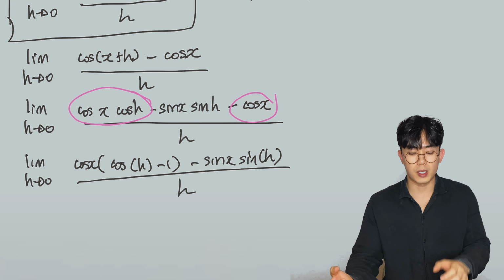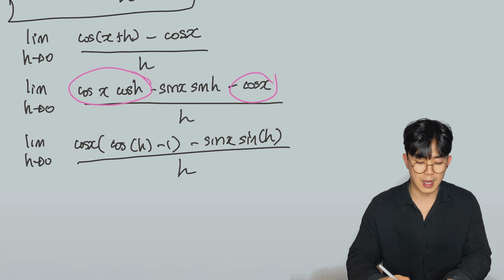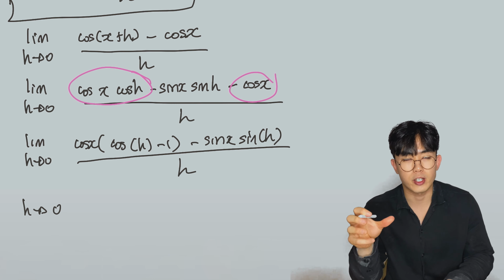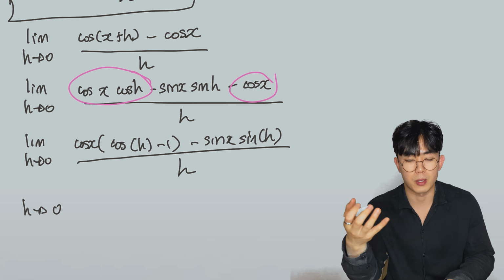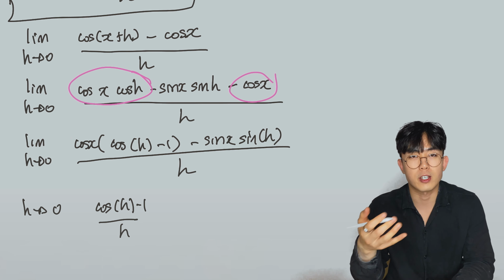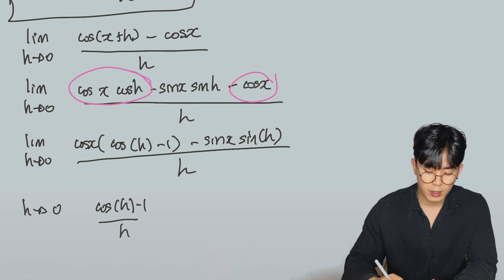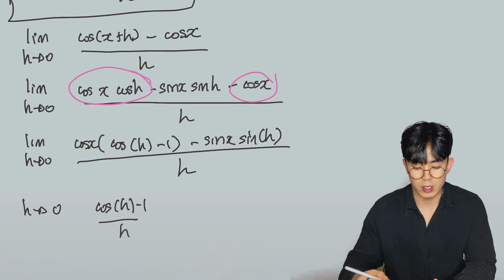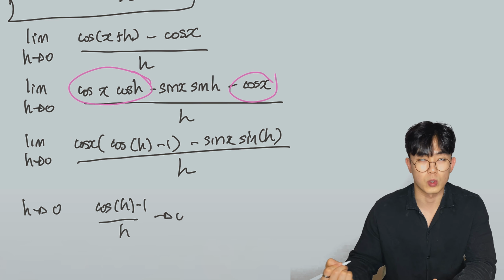Okay, so now we've got the setup. What we have to think about is what happens as h tends to 0. This only affects the h term, so it doesn't really affect the cos x term. So that means we have to look at what happens to cos h minus 1, over h, when h tends to 0. Well, cos 0 will be 1, so 1 minus 1 is 0. So this actually tends to 0 as well.